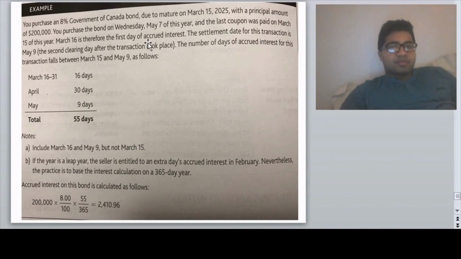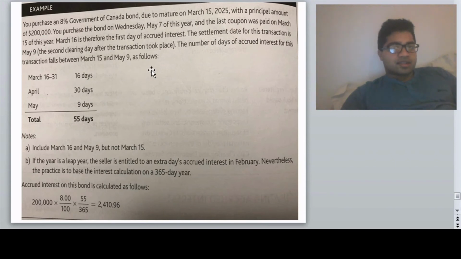So this is an example they have given in the textbook. You purchase an 8% Government of Canada bond, which is due to mature on March 15, 2025. The principal is 200,000. You purchase the bond on 7th of May. The last coupon was paid in March, so you have to pay back the coupon from March to May. March 16th is therefore the first day of accrued interest, the day after the last payment date. The settlement date is 9th of May.